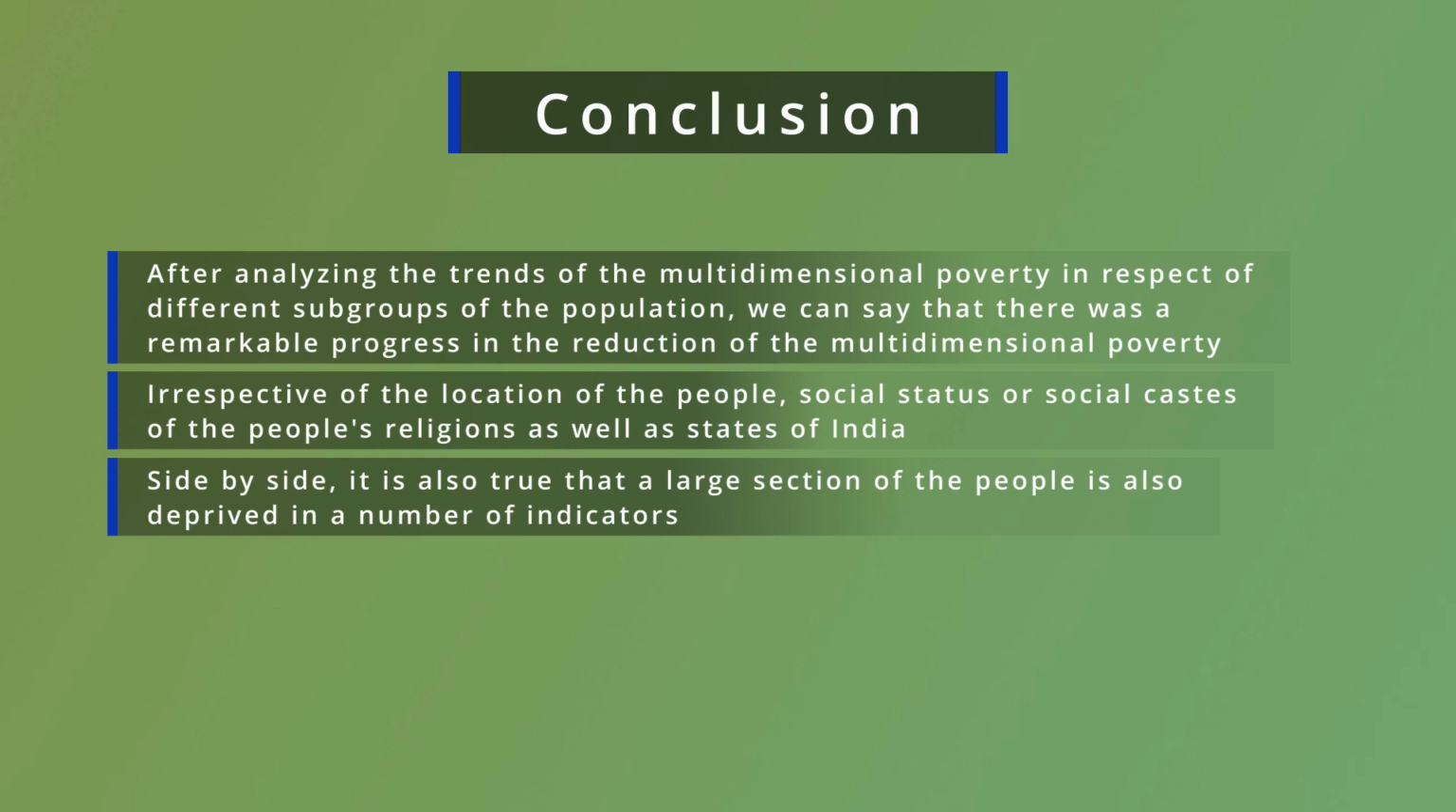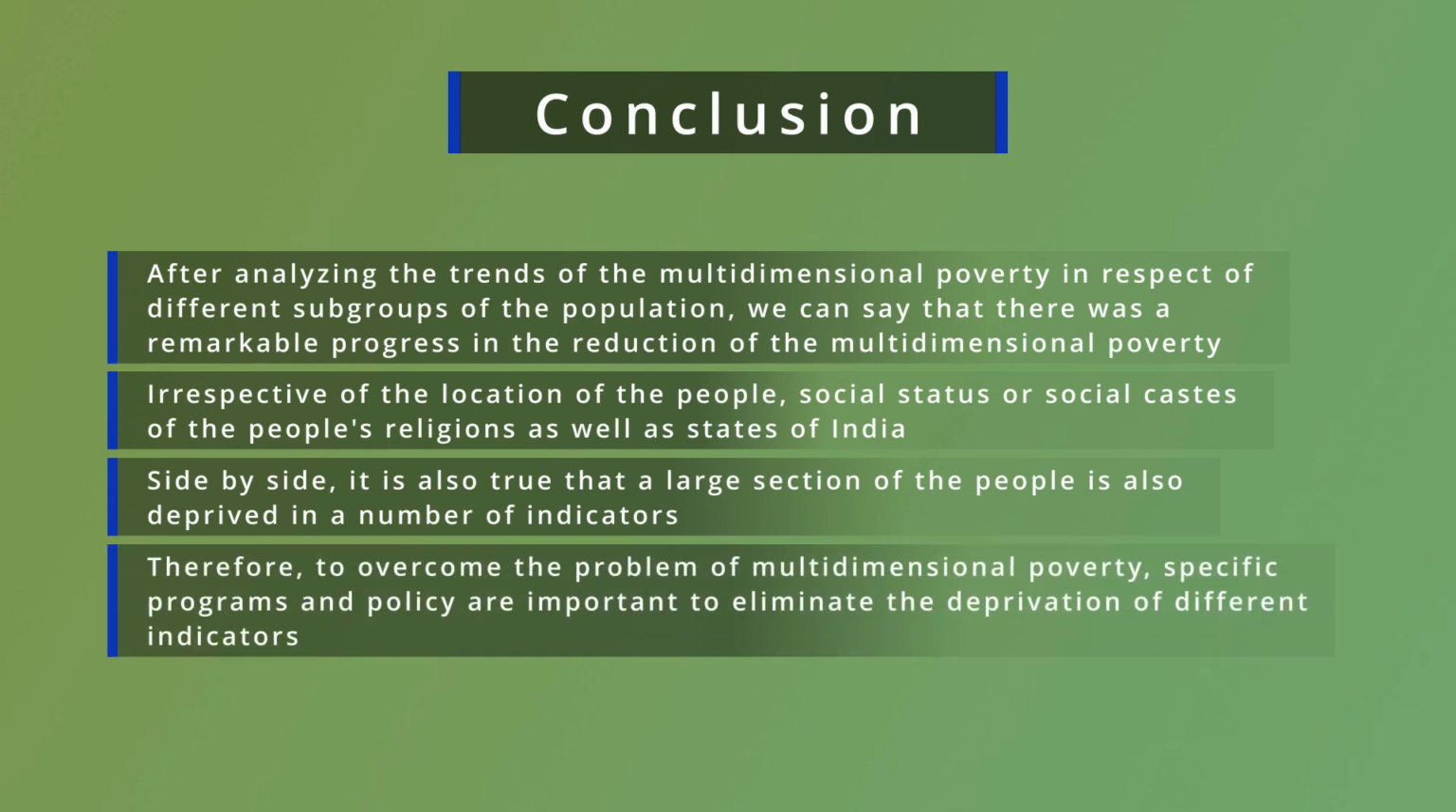Side by side, it is also true that a large section of the people are also deprived in a number of indicators. Therefore, to overcome the problem of multidimensional poverty, specific programs and policy are important to eliminate the deprivation of different indicators. If we are able to eliminate the deprivation of different indicators, then we are able to overcome the multidimensional poverty as well as we are able to achieve the sustainable development goals.